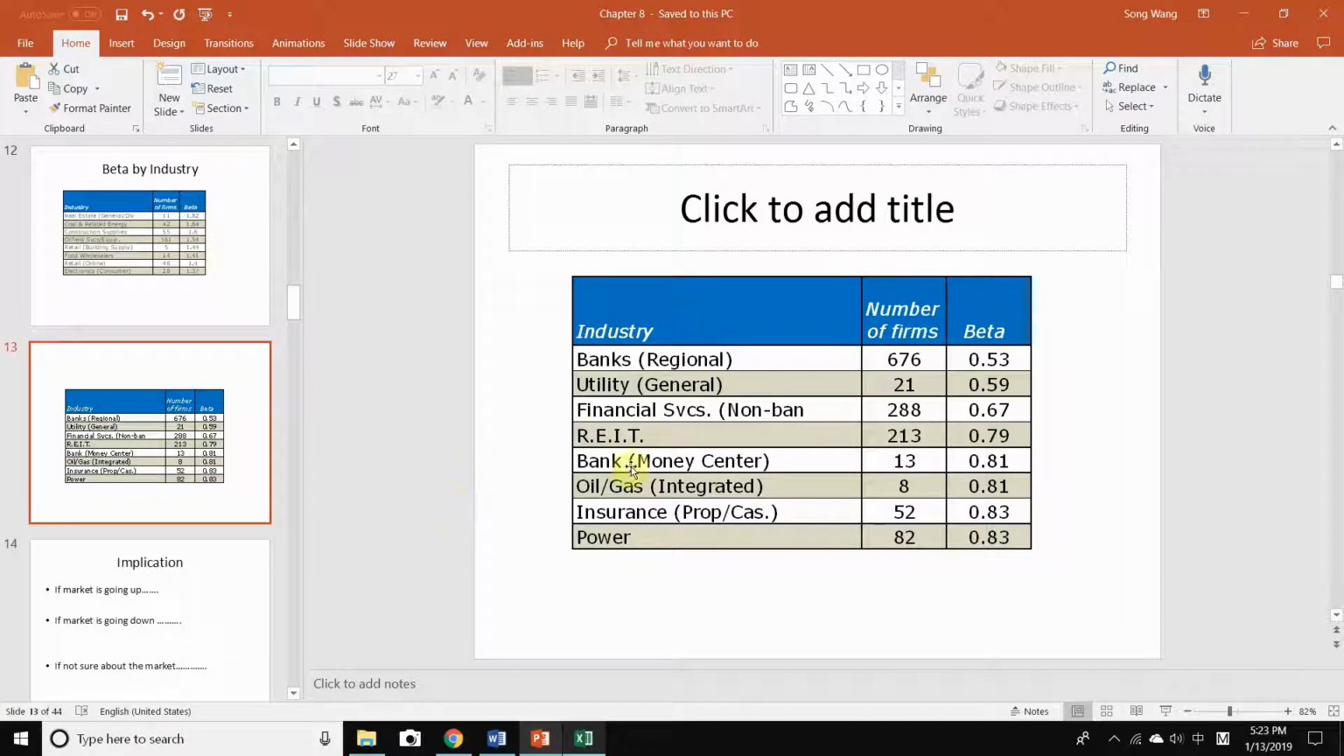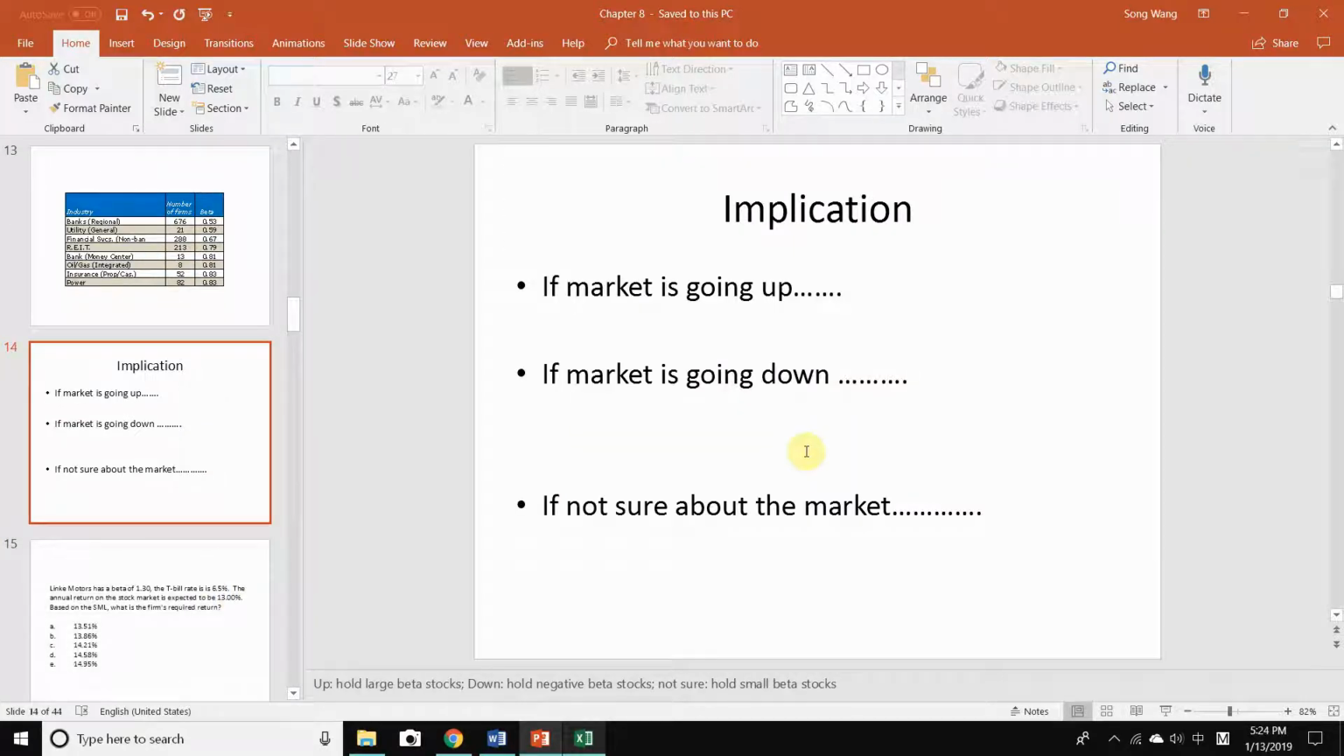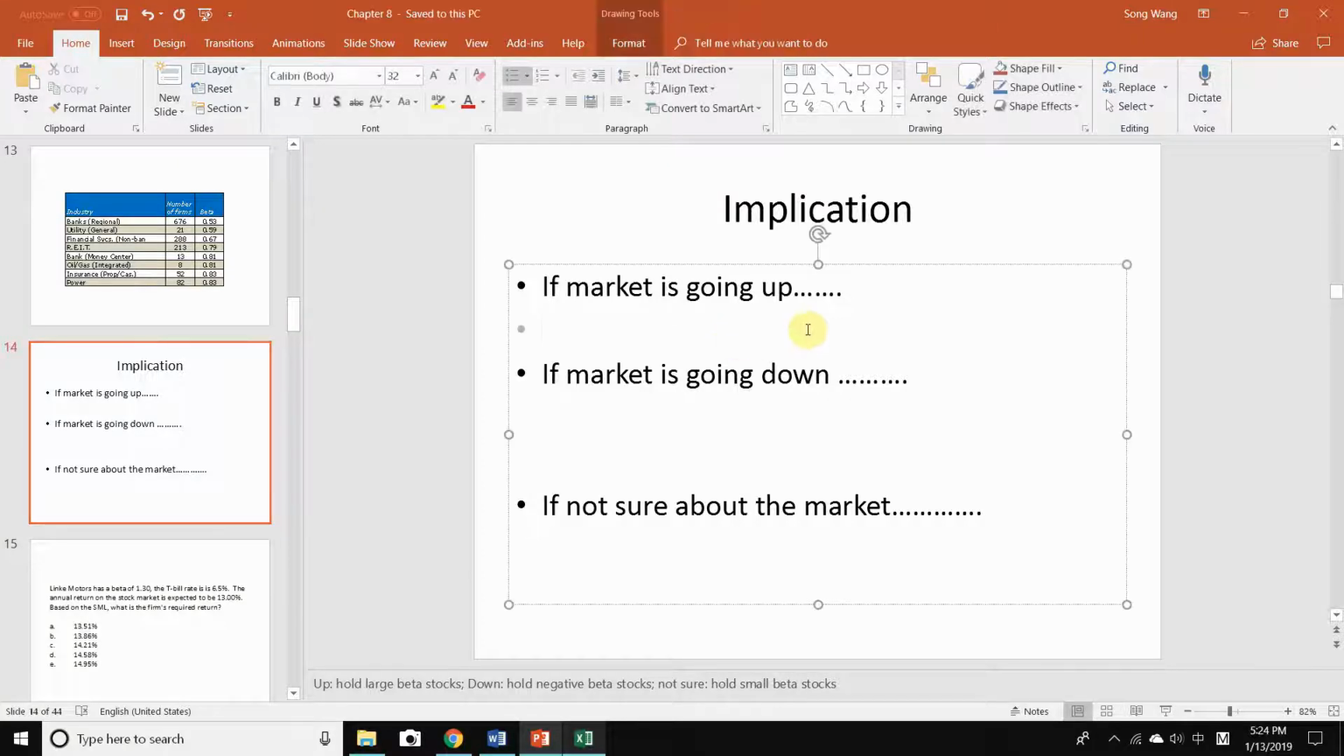The industries with a low beta are usually the highly regulated industries like the banking industry, the utilities industry, the financial industry, on and on. So the implication here is if the market is going up, you would hold the stock with a larger beta, because when the market increased by 1%, then this stock would increase by more than 1%. So for large beta stocks, that's when you want to hold when the market is going up.